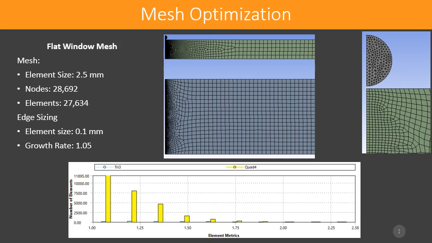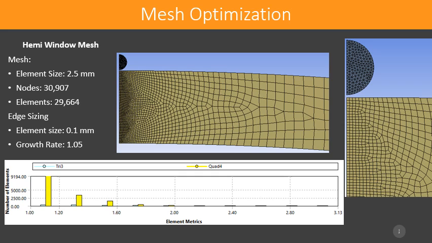So here's more detail about mesh optimization. I used an element size of 2.5 millimeters. This gave me an edge sizing of 0.1 millimeters, which gave me this finer mesh at the edges, and a growth rate of 1.05. This gave me 28,692 nodes and 27,634 elements.